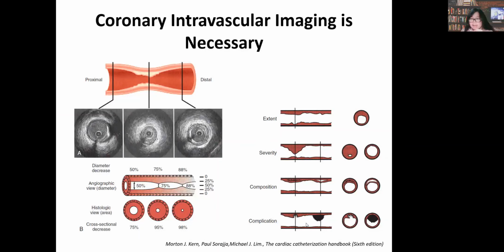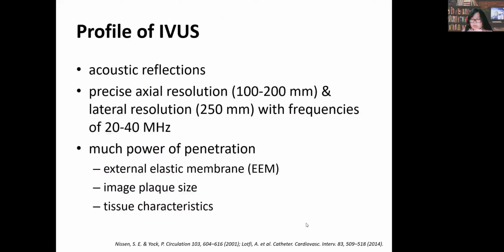First of all, let's have a look at the limitation of angiography. The figure above tells us the degree of angiographic narrowing, and some features of coronary lesion may not be reflected by angiography, so that we require IVUS or OCT to evaluate further.